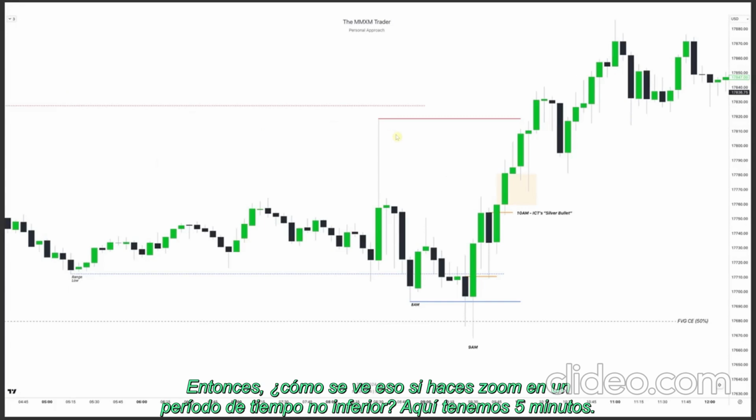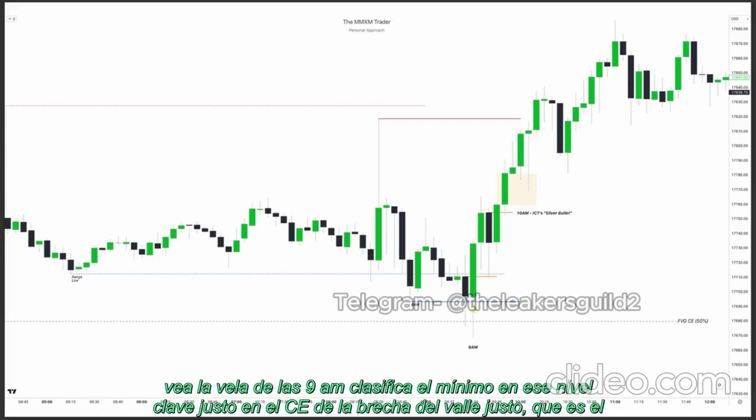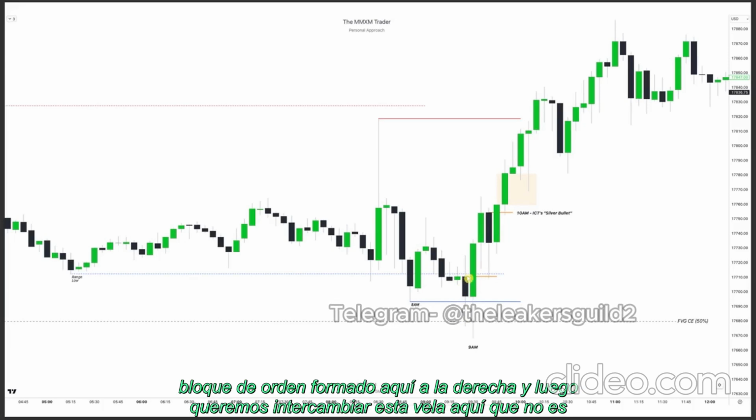So how does that look if we zoom in on the lower time frame? Over here we've got a 5-minute chart. Again, the 8 a.m. low needs to get raided and then close inside of the range. And we can actually see the 9 a.m. candle raids the low into that key level, that fair value gap CE, which is the 50% level of that fair value gap. We can see because of that raid, there is a high probability order block formed over here.